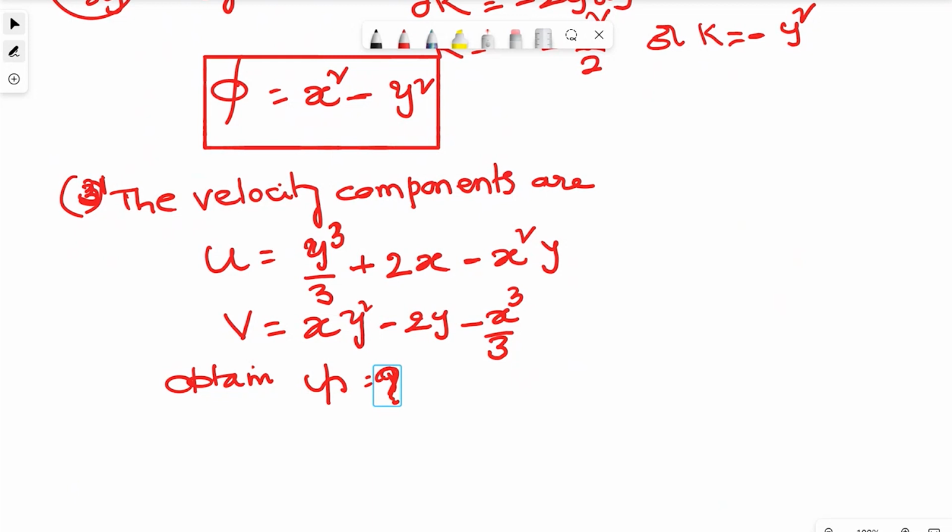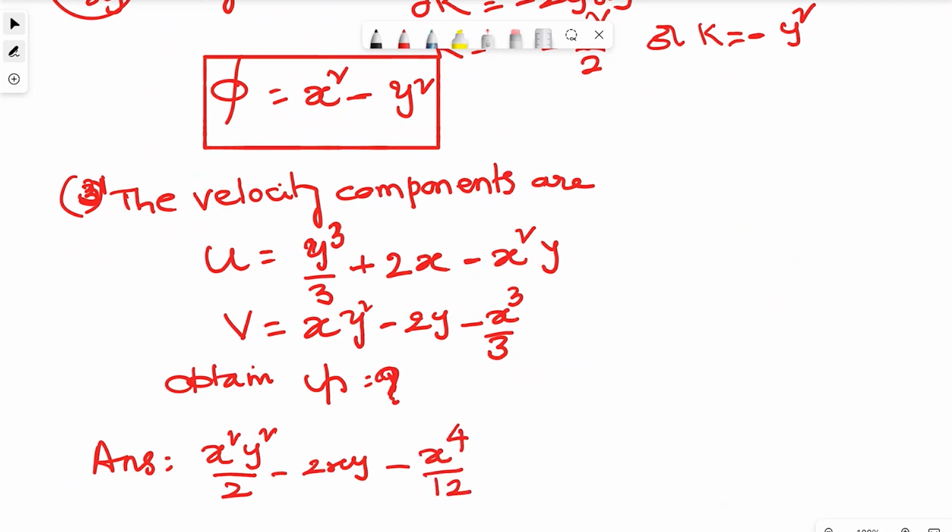If you try to solve it, the answer will be like this: x square y square by 2 minus 2xy minus x to the power of 4 by 12 minus y to the power of 4 by 12. Please try. Here I will stop the lecture for this particular topic.